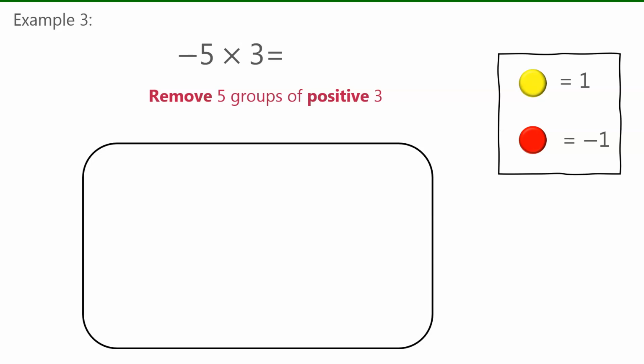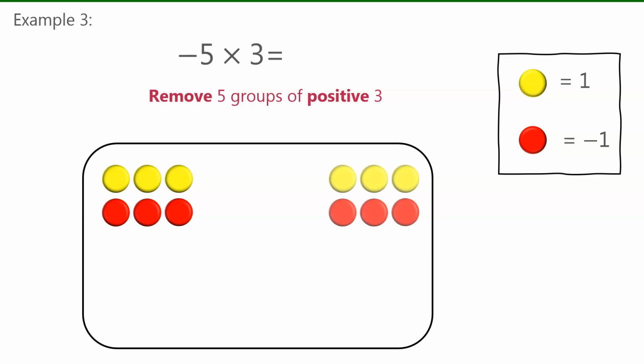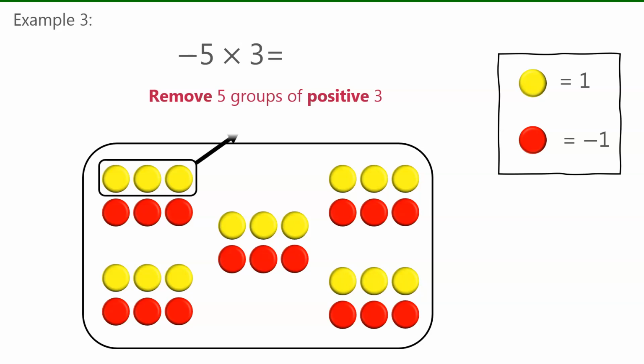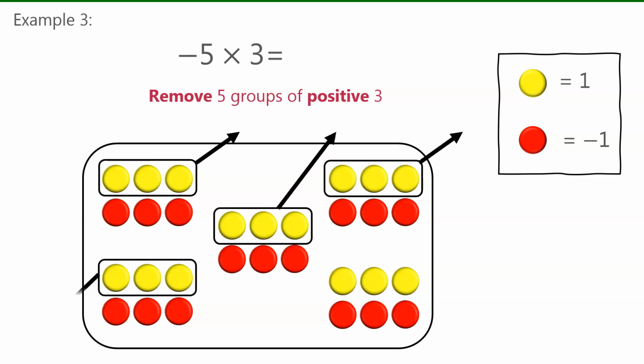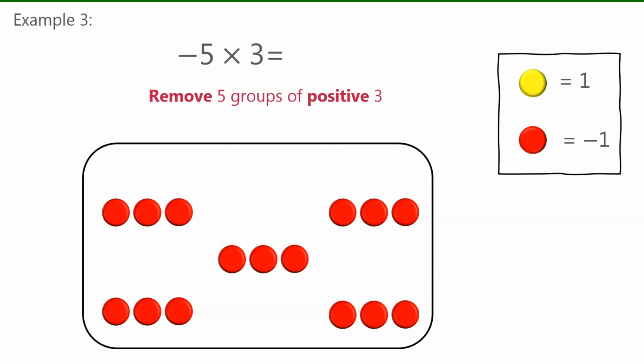We can add 0 pairs as many times as we want, and the balance will still be 0. So for example, if I add 3 0 pairs, my balance in the bank is still 0, but I now have 1 group of positive 3 that I can remove. So I keep adding 0 pairs until I have 5 groups of positive 3 that can be removed. So right now we have 1 group of positive 3, and then I need 4 more groups because I have to remove 5. I now have 5 groups of 3 positives that can be removed. So if I take out those 5 groups, I'm left with 15 negatives. So my answer is negative 15.